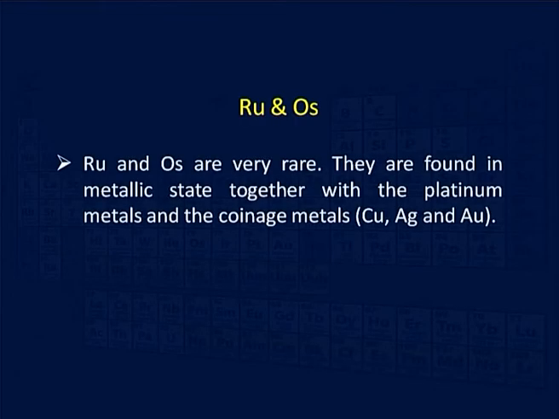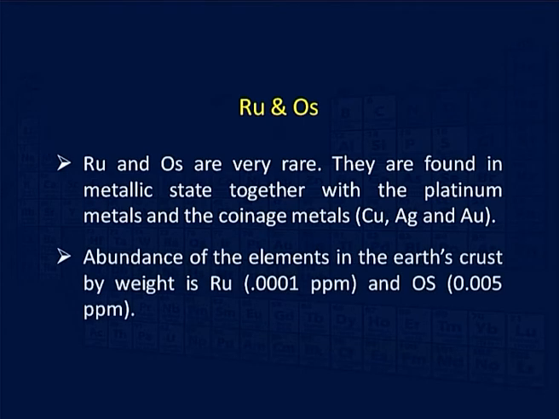The next group comprises two metals, namely ruthenium and osmium. Both are also very rare. They are found in metallic state together with the platinum metals and coinage metals, that is copper, silver and gold. The abundance of the elements in the earth crust is also very low: for ruthenium it is just 0.0001 ppm and for osmium it is 0.005 ppm. The elements are both very scarce and expensive.